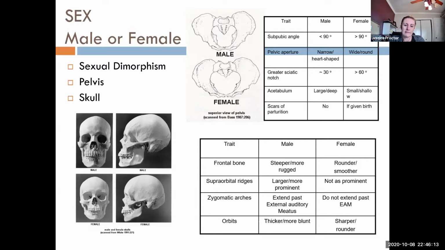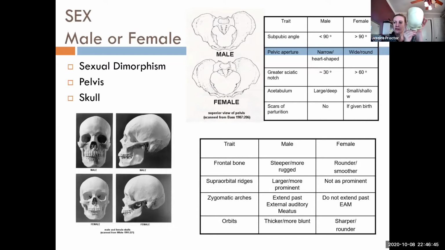All right, you can also use the skull to determine male versus female. However, I believe it's really difficult to determine by looking at pictures, so I'm not going to make you do that. But just so you know, there are some features of the skull that will determine male versus female. The supraorbital ridges, so remember, that terminology we learned in chapters 5 and 6 is coming back. The supraorbital ridge, the brow ridges, are going to be more prominent in males, less prominent in females. The frontal bone is going to be steeper and more rugged in a male. It's going to be rounder and smoother in a female.